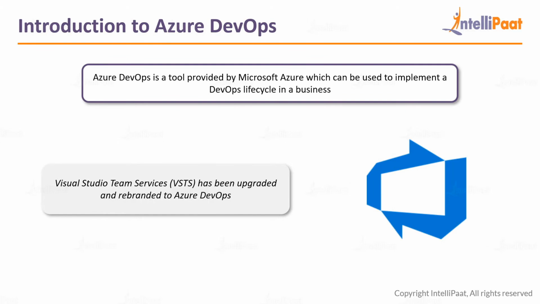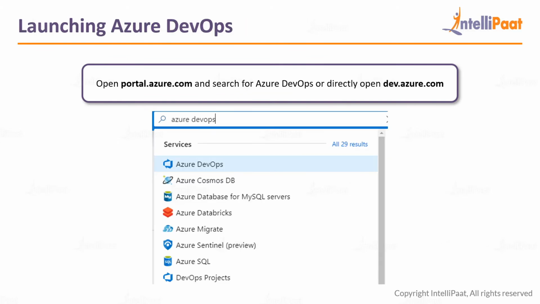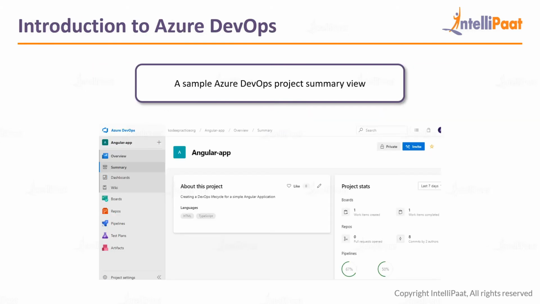Previously it was called as VSTS or Visual Studio Team Services, and now it has been upgraded and rebranded to Azure DevOps. So you can access it in two ways. You can open your Azure account and then search for Azure DevOps and then open it. Or you can just type in dev.azure.com in your browser and it will take you over there. And then this is how a sample Azure DevOps project will look like.